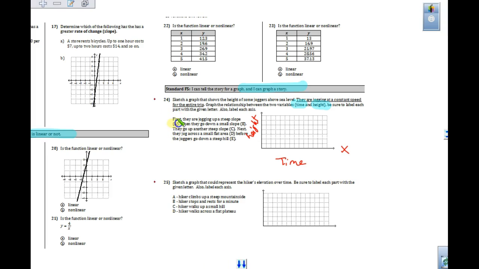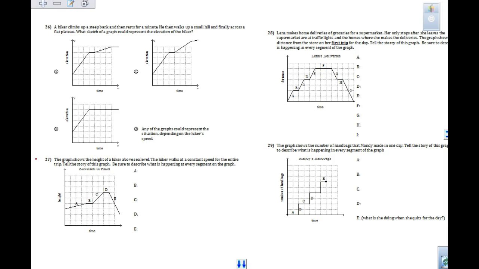A. First, they are jogging up a steep slope. Then they go down a small slope. Then they go up another steep slope, part C. Then they jog across a flat area, D. And then they go down a steep hill, E. So you need to have on your graph for each part of that line A, B, C, D. What is it going to look like? It's going to look like, not necessarily like these, but that's how you want to label it. This is part A, this is part B, this is C, D, okay?